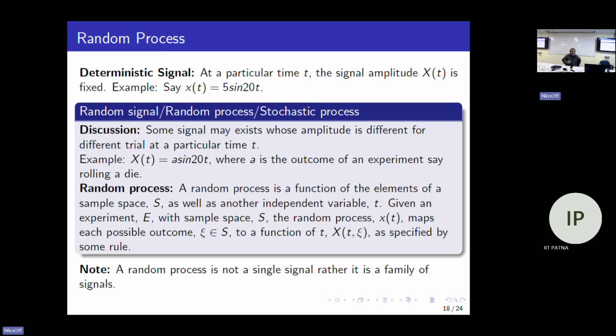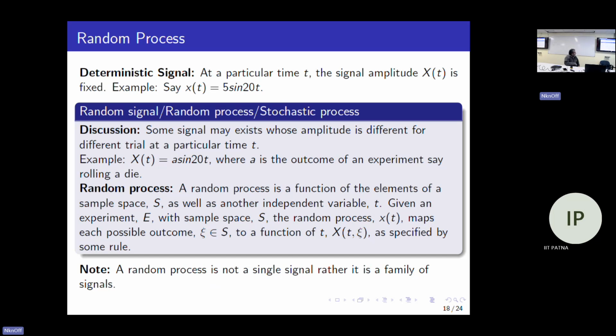Some signal may exist whose amplitude is different for different trials at a particular time t. T is particular, but at different trials, it has different values. You do something, make a trial, and you see this value. On another day, you make a trial, and the value is different. So the signal is not deterministic. At the same point of time, the signal can take different values. That is interesting, right?